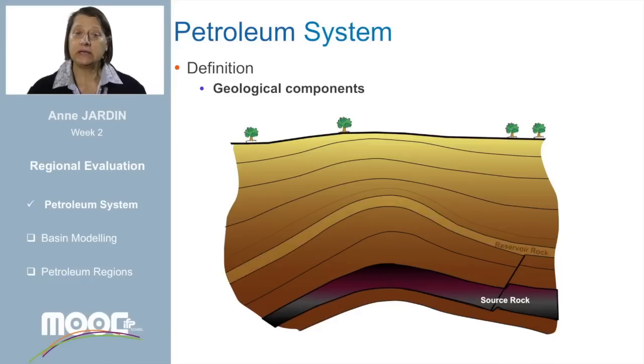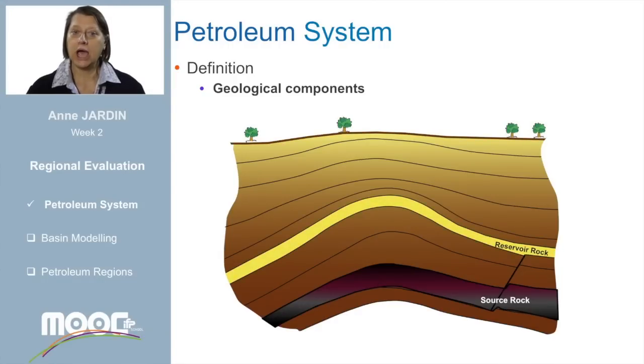The presence of a reservoir rock. This is the rock in which hydrocarbons are accumulated over time. It's a permeable rock, such as carbonates or sandstones. The presence of a seal rock. This is the rock which prevents hydrocarbon leaks. Seal rocks are impermeable rocks, such as salt or shales.